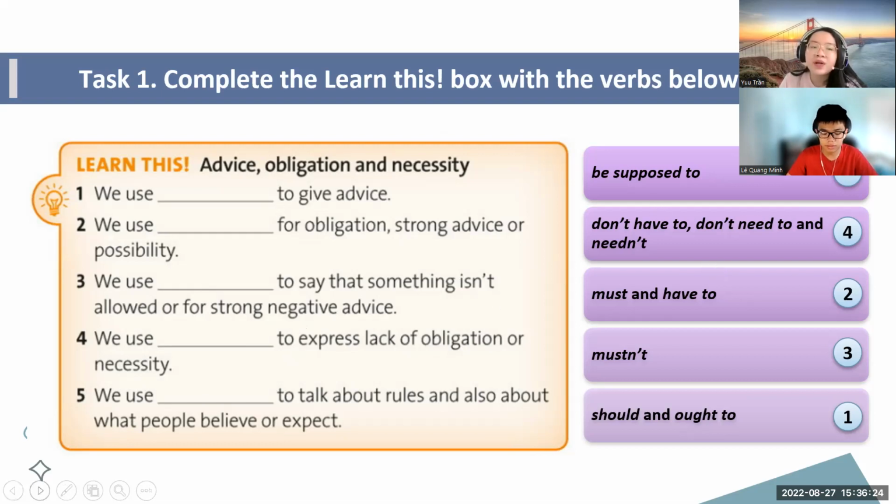And finally, be supposed to is used to talk about rules and also about what people believe or expect. Được chưa nào? Nó giống kiểu như một cái quy luật ngầm, nó đã được mọi người thống nhất từ trước rồi, mọi người tin rằng nó sẽ như vậy. Được chưa nào? Yes.